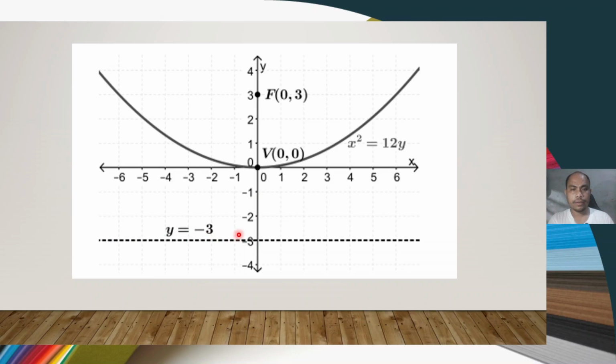How about the axis of symmetry? The axis of symmetry is x equals 0.